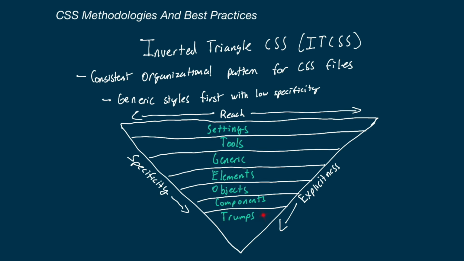And finally, the trumps layer will hold all of the important rules, which should mostly be reserved for overriding styles provided by frameworks being used, but if we need any important rules, we usually put them at the bottom, as they are the most specific rules we could include. And it's worth noting that these are not the only possible layers for the inverted triangle. The principle of organization would still apply, even if you're using slightly different layers for your project's individual use case. And that's going to be the last methodology we look at in this video.